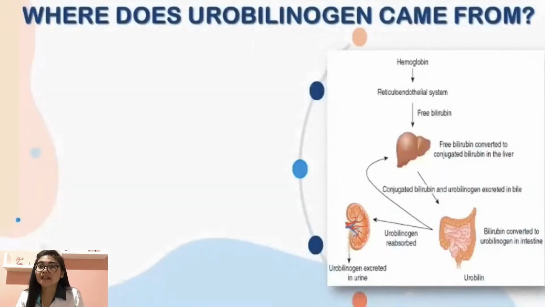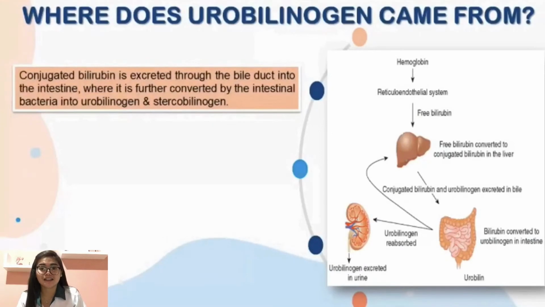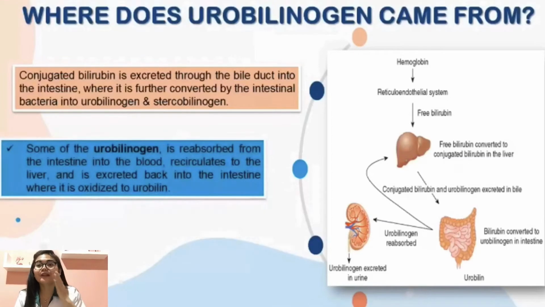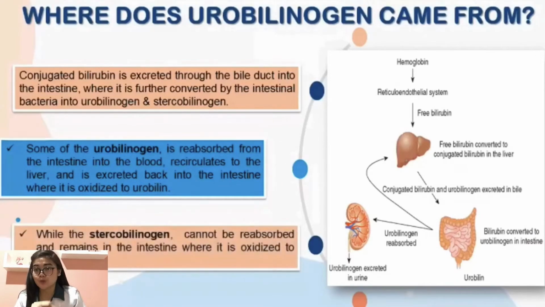When conjugated bilirubin is excreted through the bile duct into the intestine, it is further converted by the intestinal bacteria into urobilinogen and stercobilinogen. Some of the urobilinogen is reabsorbed from the intestine into the blood, recirculates to the liver, and is excreted back into the intestine where it is oxidized to urobilin. Stercobilinogen cannot be reabsorbed and remains in the intestine where it is oxidized into stercobilin.